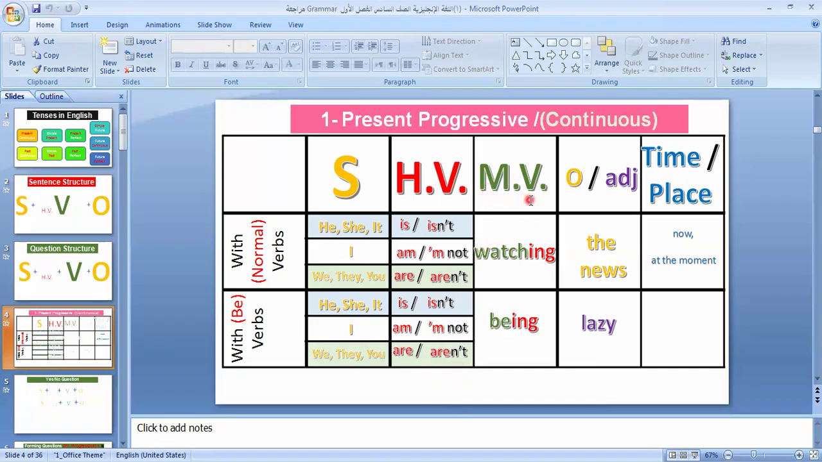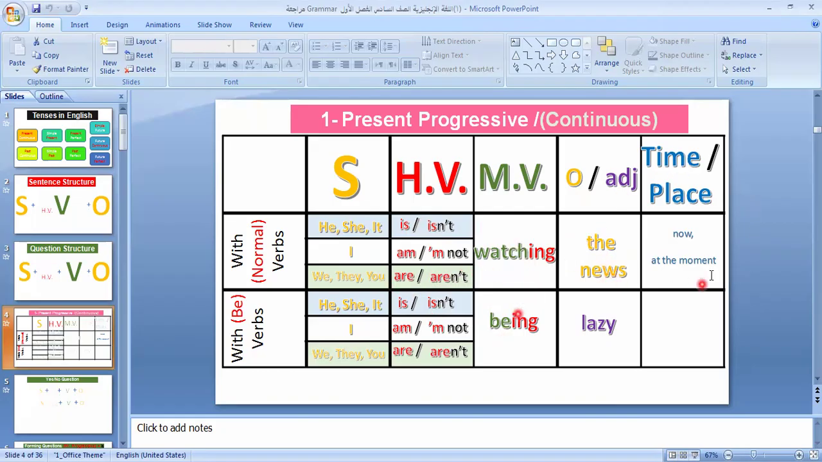Here we say the main verb. What is the main verb? The main verb is the verb that is essential or important in the sentence, the verb that is the base of the sentence. Like we say here, he, she, it is watching. So watching here is the verb. Is is the helping verb, and watching is the main verb of this tense, of this sentence. So when we make a sentence, we say he is watching the news, or she is watching the news, or we are watching the news.